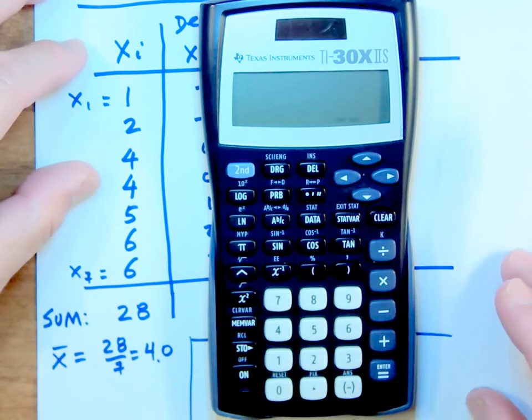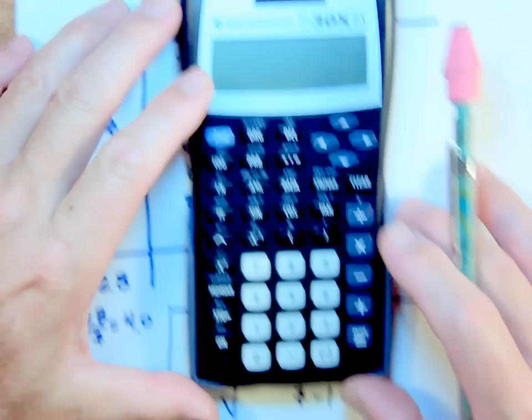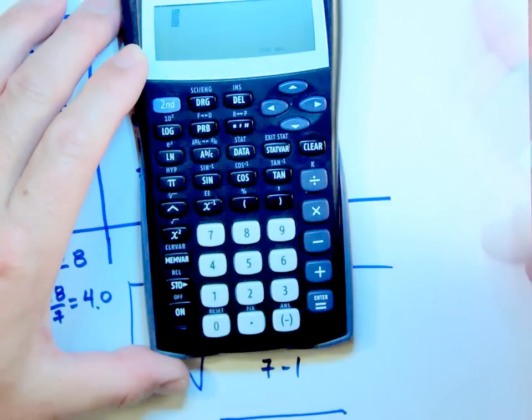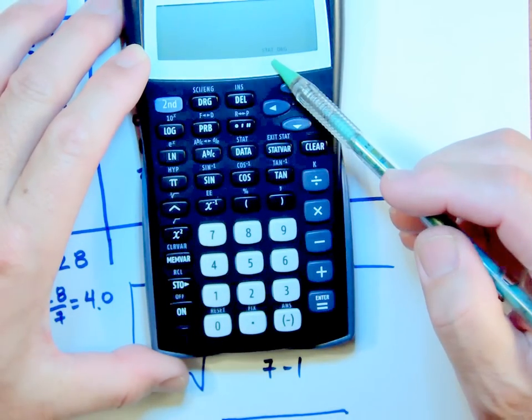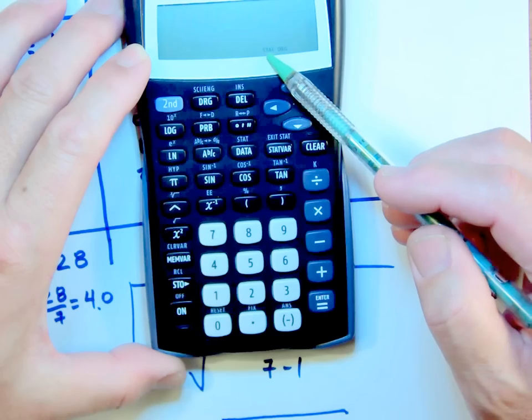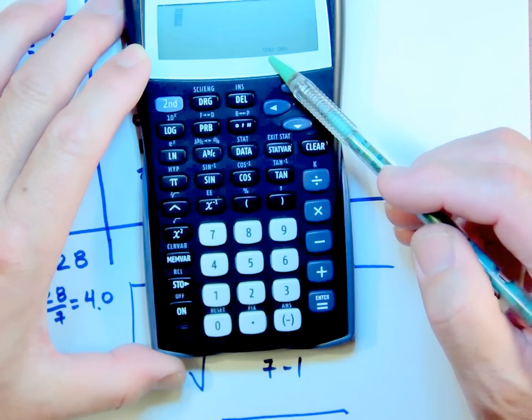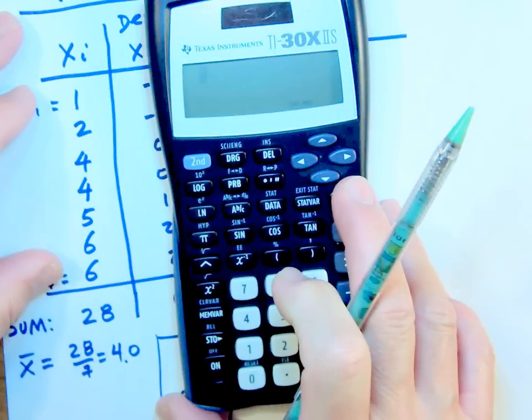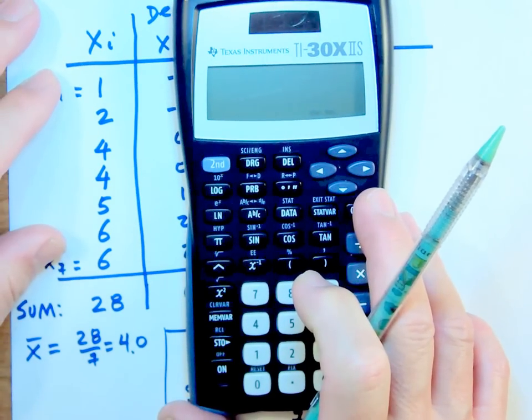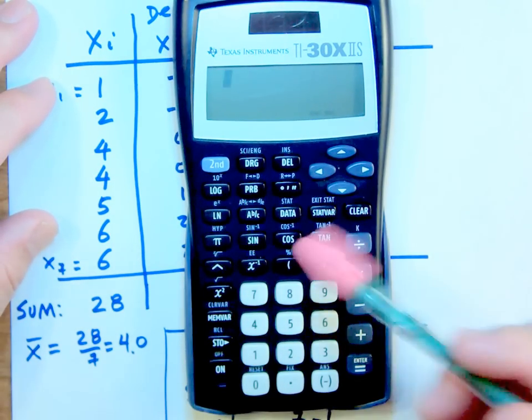What you should see, although it is kind of small, is that at the bottom of the screen it says STAT. That means you are in stat mode. You do need to see that. All right, so now we are ready to enter the data. To do so, you just press data.